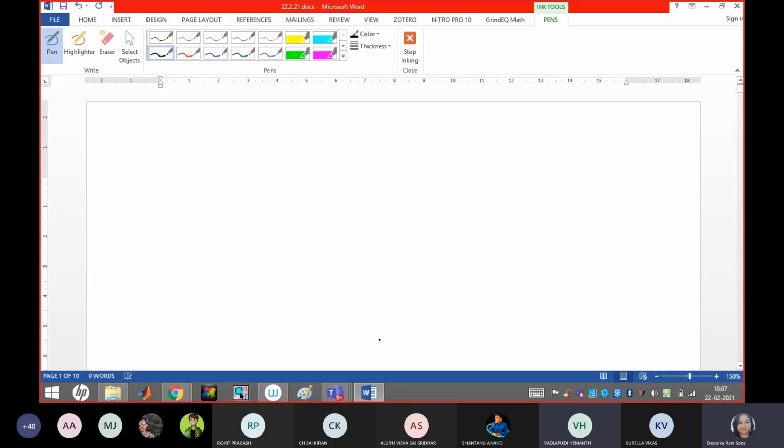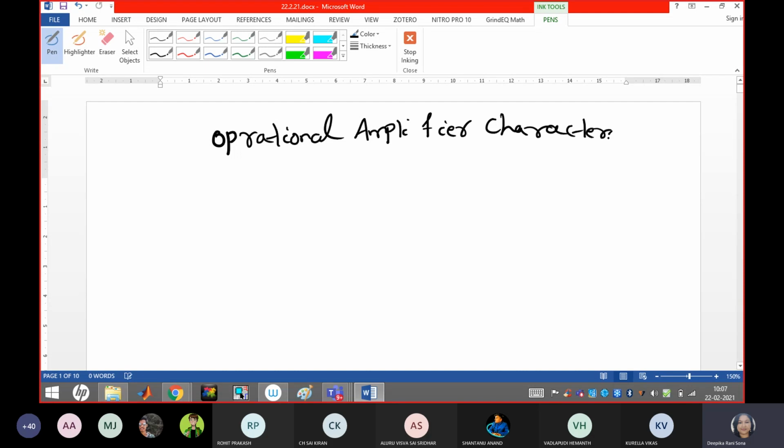Yeah, guys, today we are going to learn a new topic, and that is the DC characteristic. First, the heading is characteristics of op-amp. In that, first we are going to learn about the DC characteristic of op-amp. Okay, operational amplifier characteristic. So what are the things coming under that?